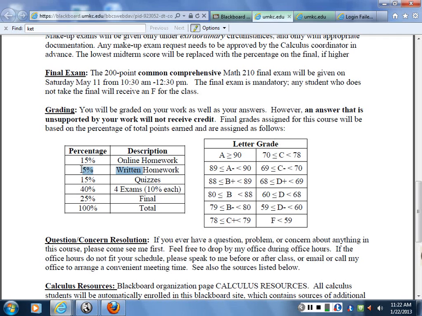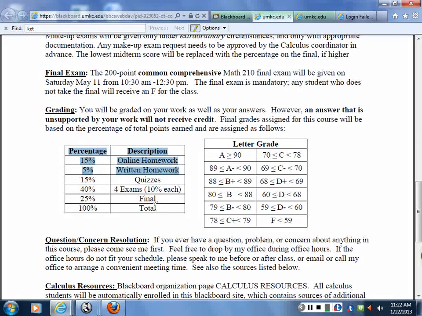Written homework is 5%. It won't necessarily kill you if you don't do it. However, 5% can save you. Being 20% here, that's almost equal to the final, it can really make a difference in the end if you don't do as well in the final as you expect. And that happens a lot.